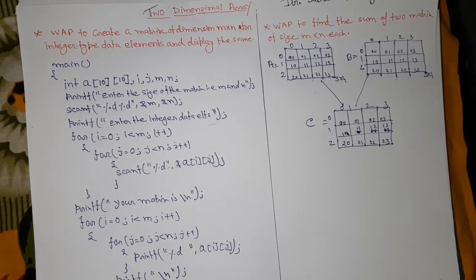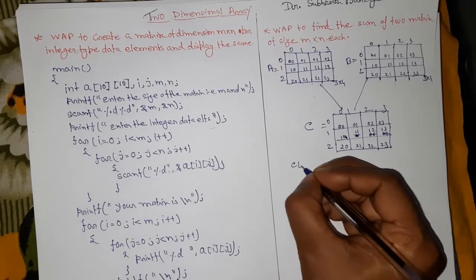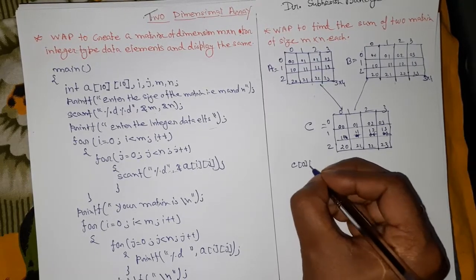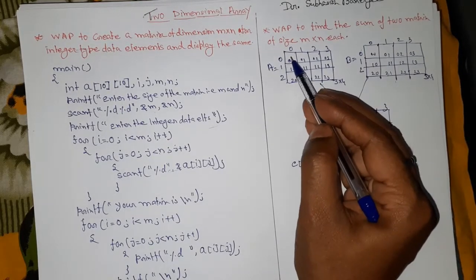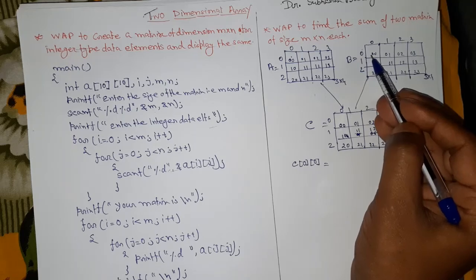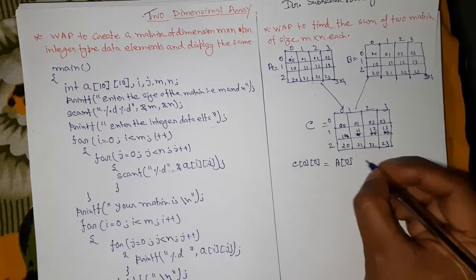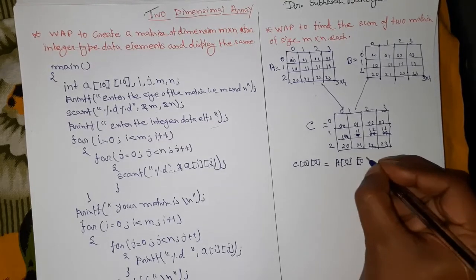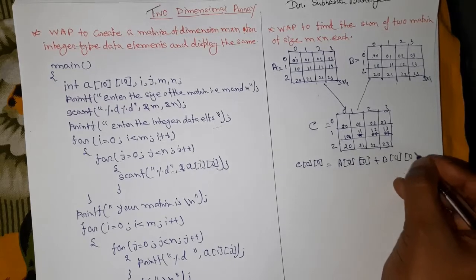Now, how have we computed the value of C00? If you take C at the 0th row and 0th column, it is nothing but the addition of this 0th row and 0th column of the matrix A with the 0th row and 0th column of the matrix B. So it will be A of 0 0 plus B of 0 0.